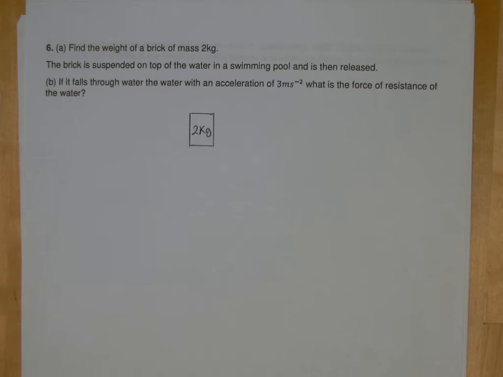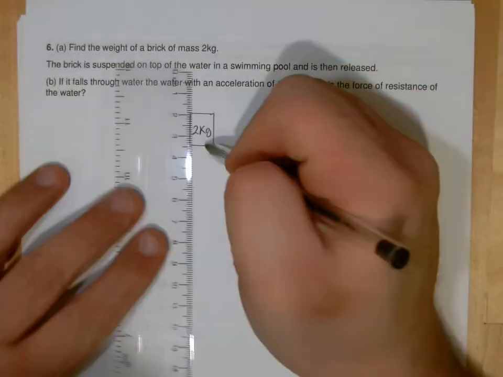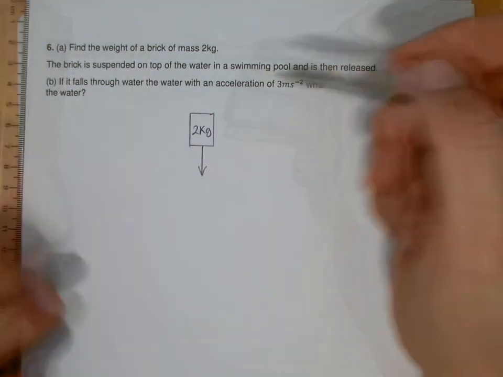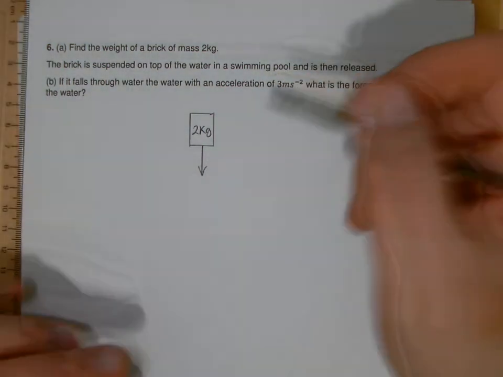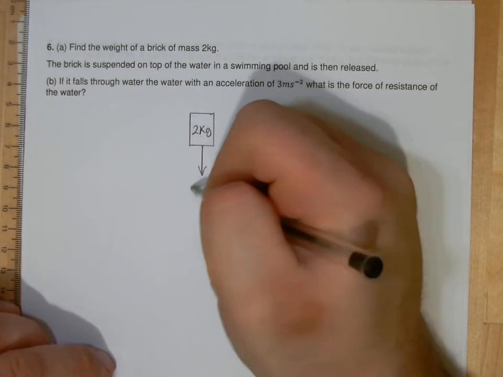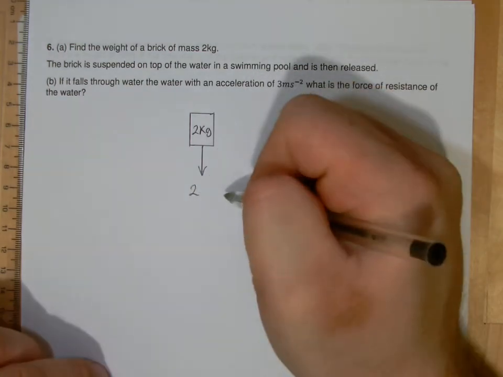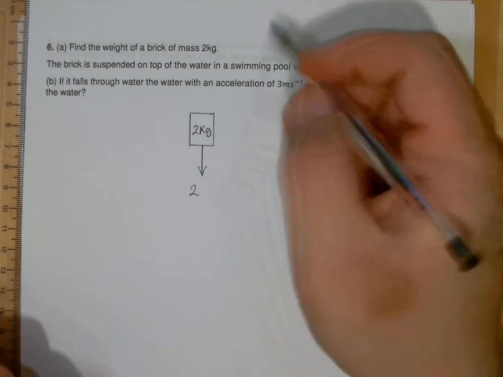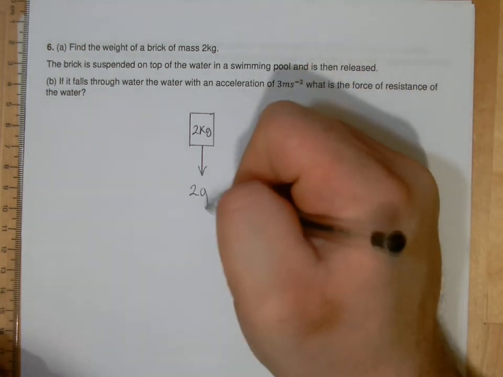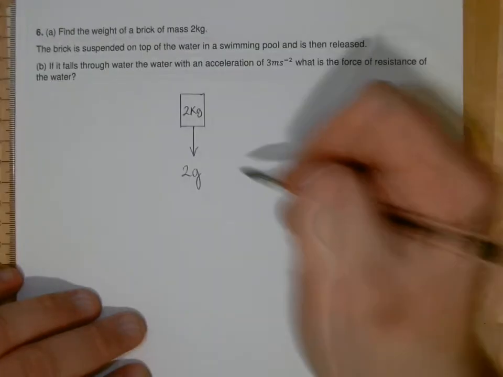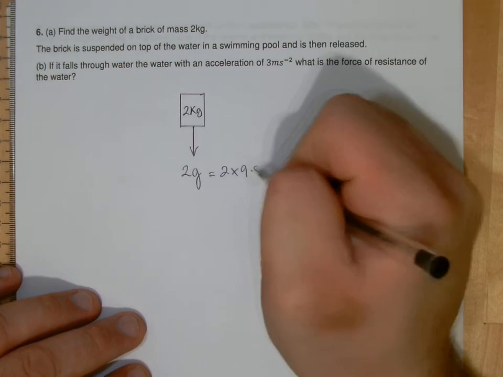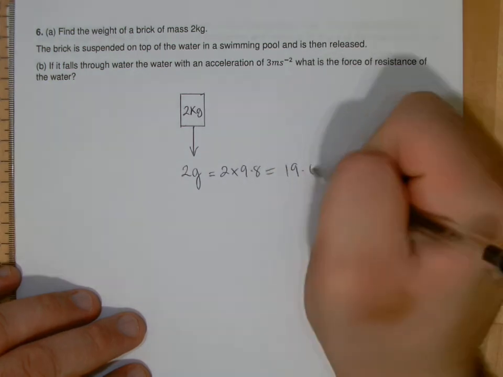Find the weight of a brick of mass 2 kilograms. Well, of course we've seen that to work out the weight you've got to do the mass times the gravity, times the acceleration caused by gravity, which is 9.8, or we can write it as g. So 2g will be 2 times 9.8, which is 19.6 newtons.